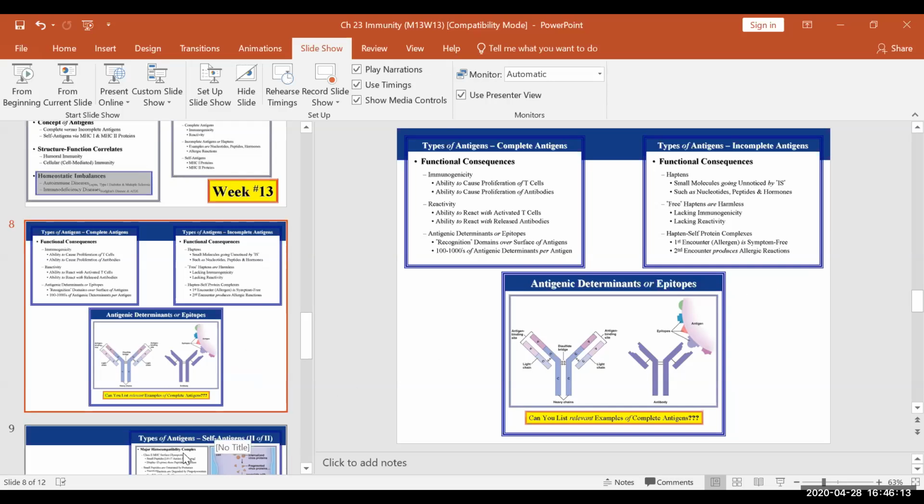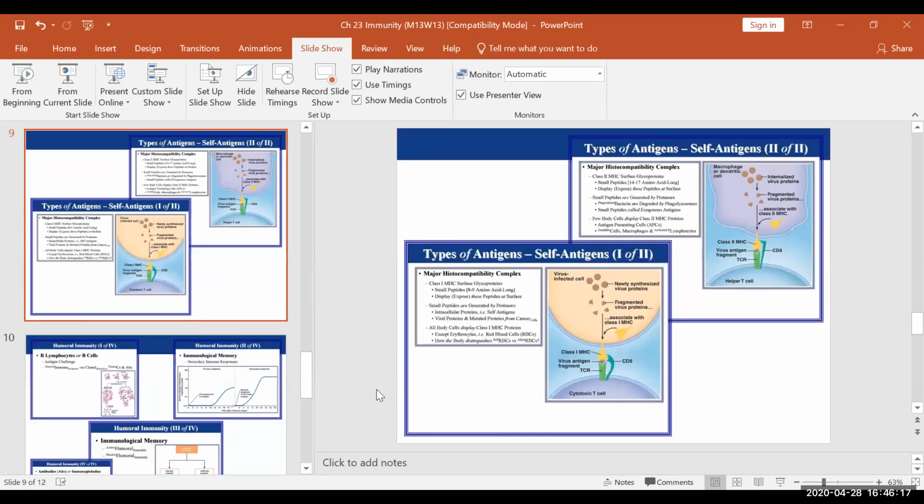Okay, so moving on to the self-antigen, and this is a very important slide. Let's start with one of two, self-antigen. Every single cell in your body, except antigen presenting cells, except APCs up here. So every body cell except dendritic cells, every body cell except macrophages, every body cell except activated B cells, they display on their surface class 1 MHC, major histocompatibility complex. So these class 1 surface glycoproteins hold a small peptide. They are small peptides, short proteins, only 8 to 9 amino acids long, right?